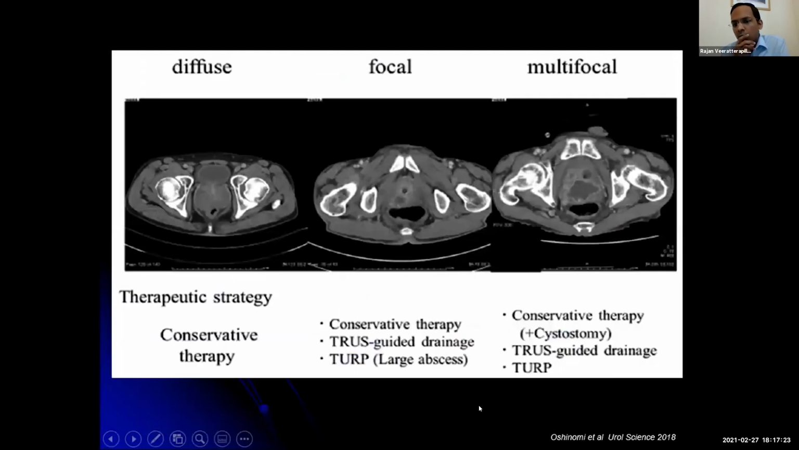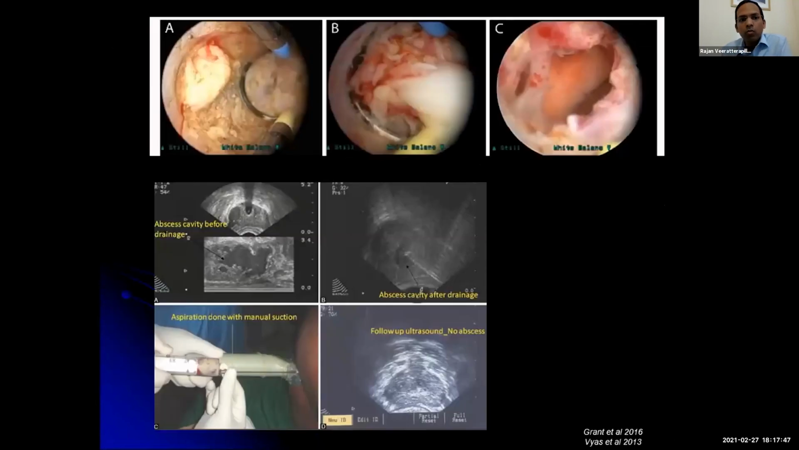And this is quite eloquently discussed in a paper published about 3 years ago, where they note that if you've got very mild diffuse appearances, conservative management would be okay. A focal abscess like this would respond very well to transurethral drainage. And if you've got a multifocal abscess like this, you're probably better off doing a TUR type drainage. And this is what you might see.